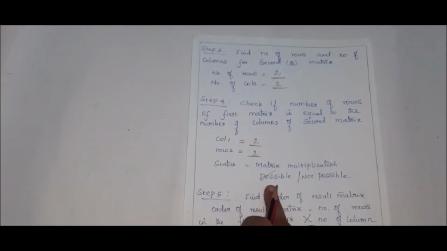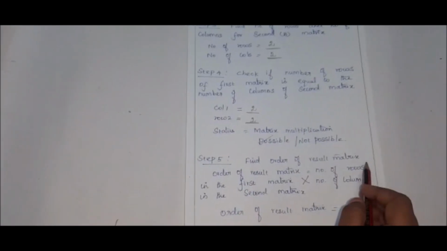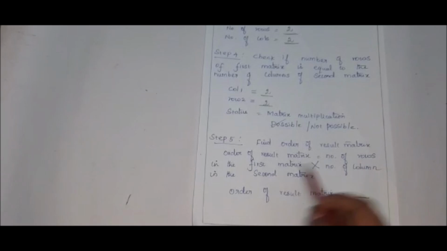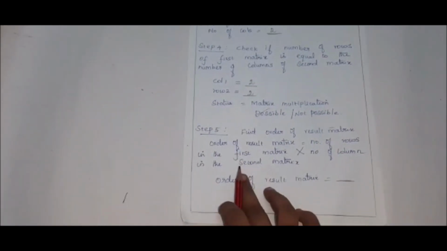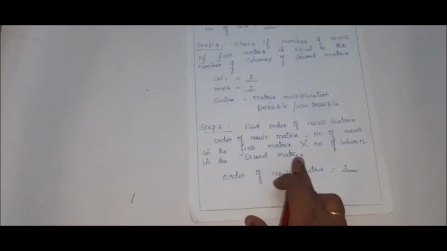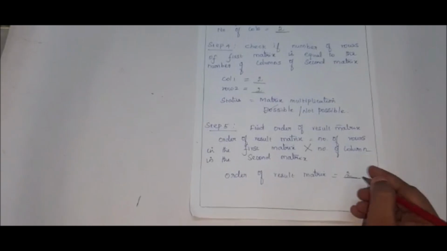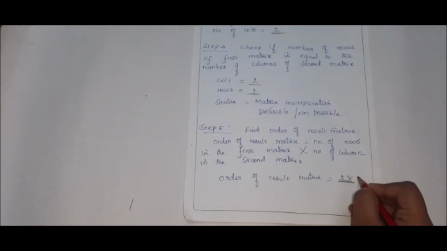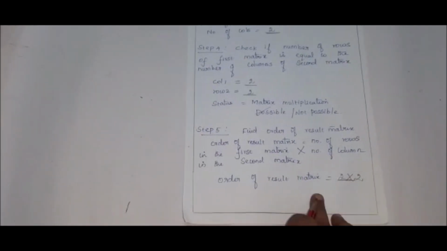This is possible, so we will move on to the next step. In step 5, we need to find the order of the result matrix. The order of the result matrix is equal to the number of rows in the first matrix and the number of columns in the second matrix. The number of rows in the first matrix is 2 and the number of columns in the second matrix is also 2. So the order of the matrix is 2 cross 2.